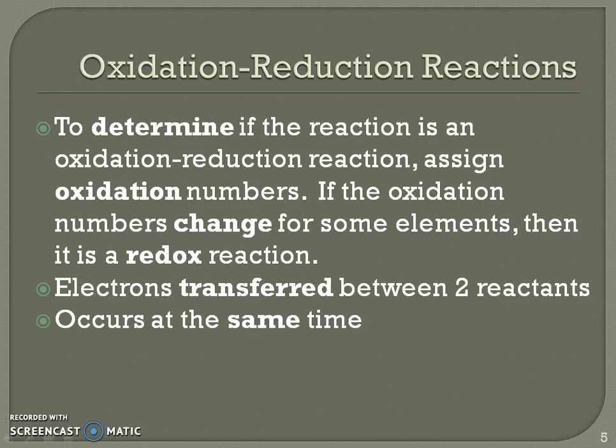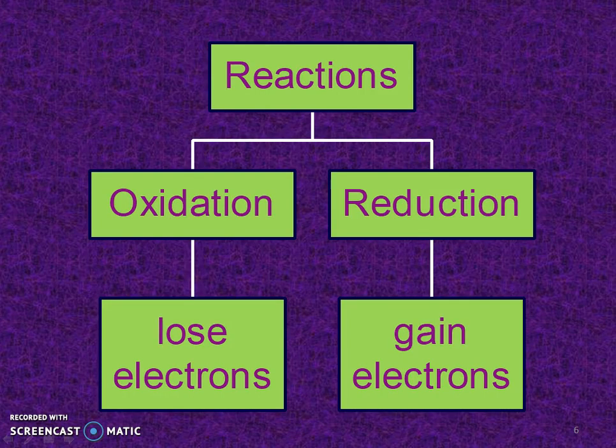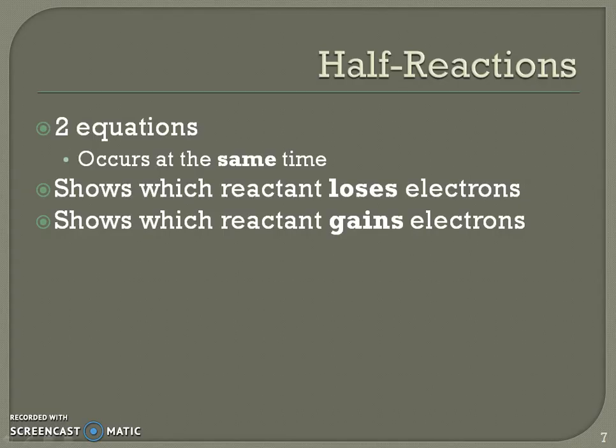Remember that this is a transfer of electrons. It's a transfer between those two reactants, between two elements, and they are occurring at the same time. So we want to remember oxidation means lose electrons and reduction means gain electrons. That's going to help us understand where those electrons are going to go in our half reactions.